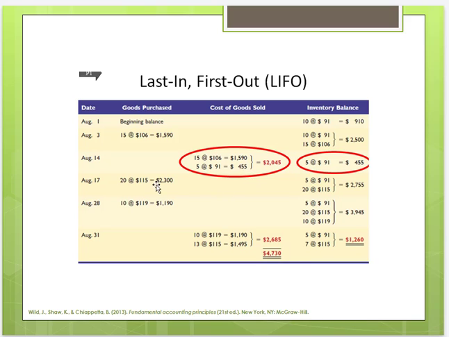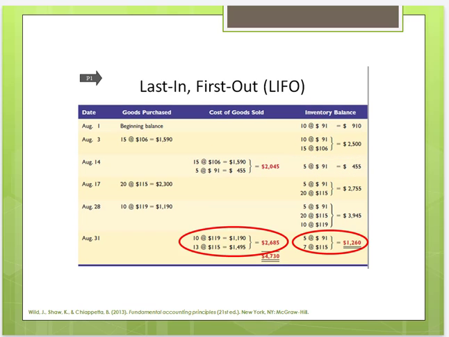Okay. Then again, we're going to make additional purchases here on the 17th and the 28th. These are going to be separate buckets of inventory that we're going to carry. Now, let's look at what happens when we need to sell 23 units on August 31st. Again, we are going to dip into the most recently purchased buckets first. That means we're going to first pull out the 10 units at $119. At that point, we need 13 additional units because the customer wanted 23 units.